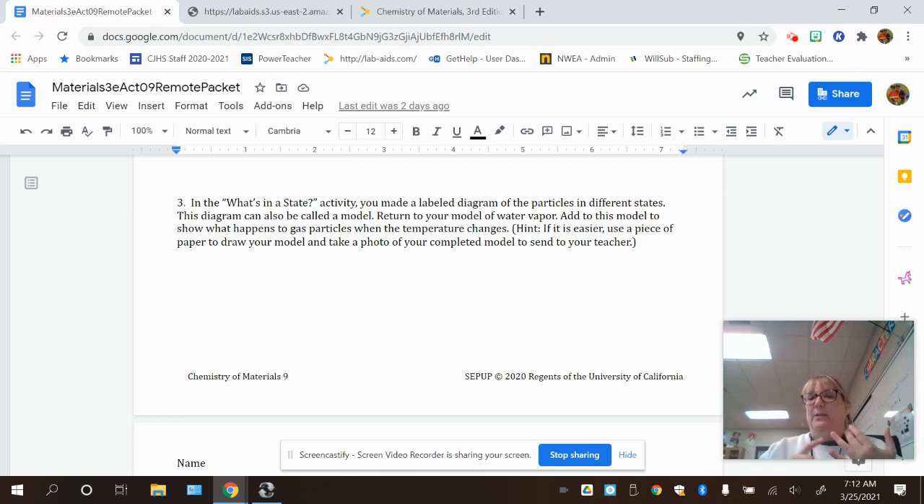Your diagram is supposed to be about the gas or the water vapor. So show me what happens to the particles in a gas as the temperature changes. So as we add thermal energy at room temperature, and then as we remove thermal energy. Okay, in other words, what happens to the particles of a gas when we add heat, when we remove heat? Okay, starting at the base point of room temperature.